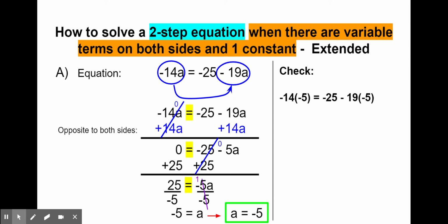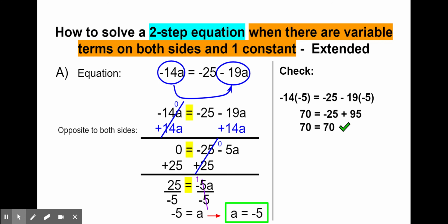For our check, all we do is bring that negative 5 and plug it in to where there were the two a's in our original equation. It looks exactly the same as before. We go ahead and solve that to get our 70 equals 70, which is correct, which means our a equals negative 5 was the correct answer.